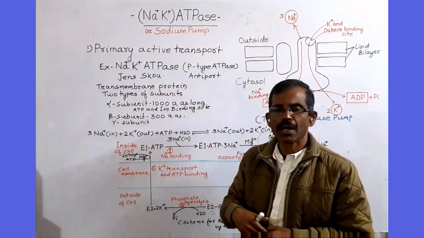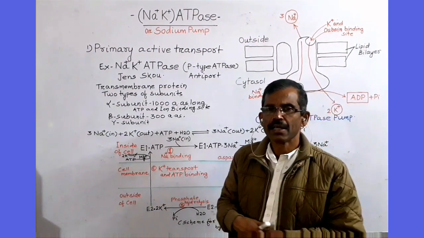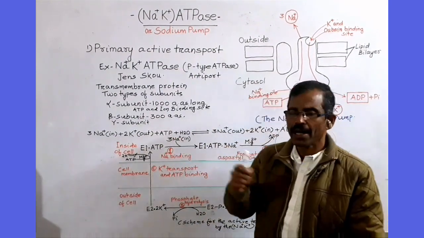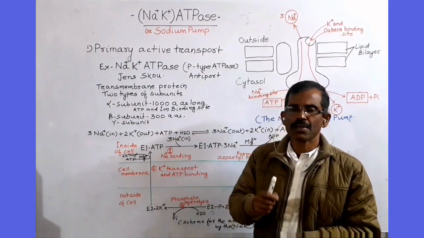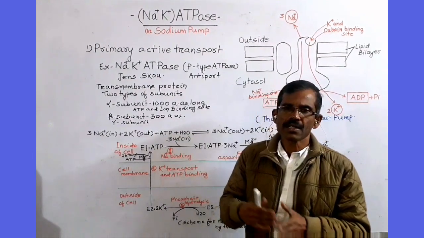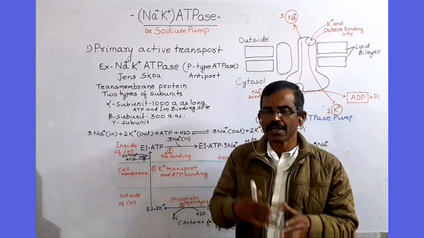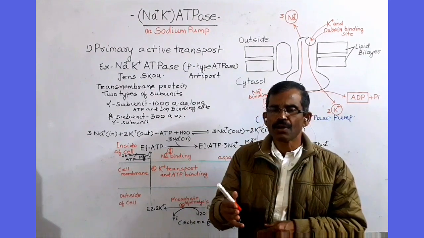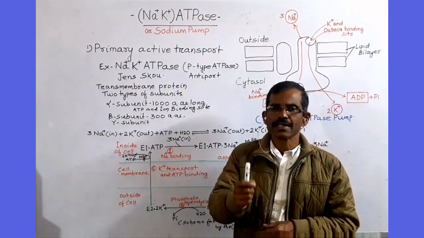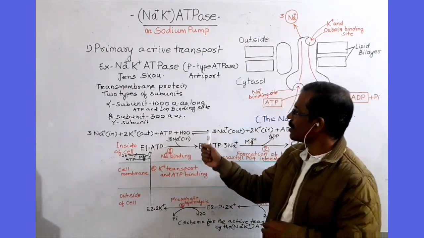It is a transmembrane protein consisting of two types of subunits, the alpha subunit and the beta subunit. The alpha subunit is about 1000 amino acids long, whereas the beta subunit is comparatively small, with about 300 amino acid residues. The beta subunit is not directly involved in the pumping of ions, but it facilitates the correct insertion of the alpha subunit into the plasma membrane. In some cases, an additional smaller regulatory gamma subunit is also associated with this protein.